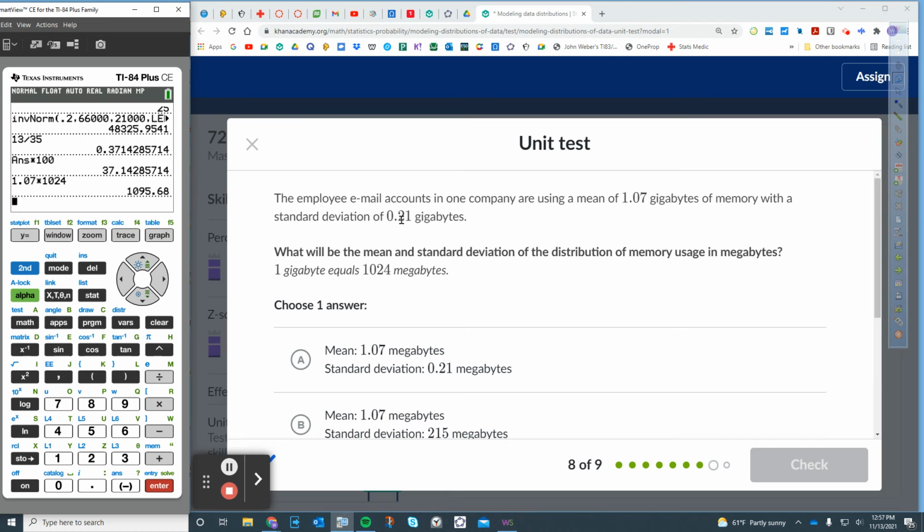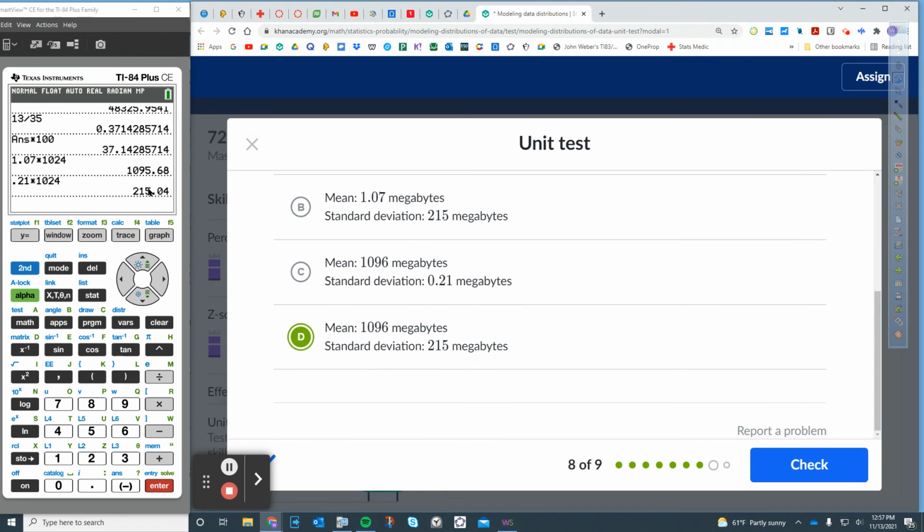Then standard deviation. If you multiply, you have to multiply the standard deviation as well. So it's 0.21 multiplied by 1024, and the new standard deviation is 215.